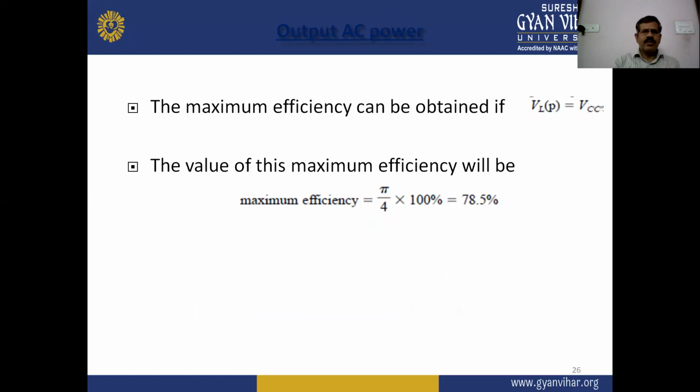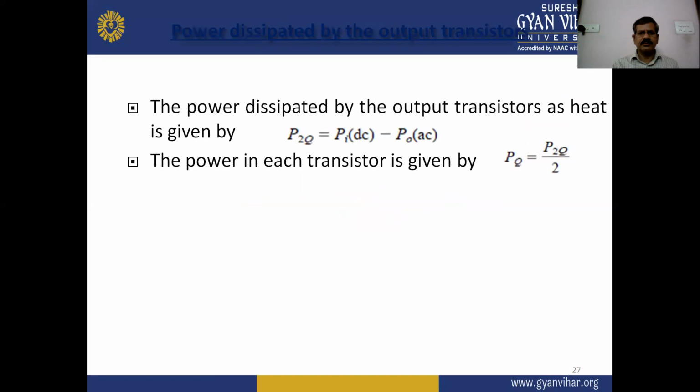Maximum efficiency can be obtained if V_LP equals V_CC. In that case, the value of this maximum efficiency will be pi upon 4 into 100, that will be 78.5%. So the maximum efficiency of a class B amplifier is 78.5%.